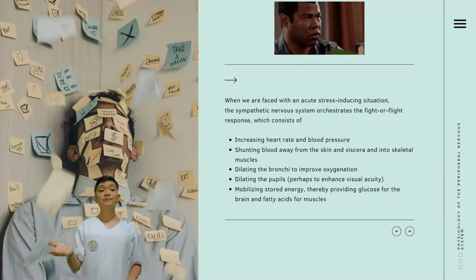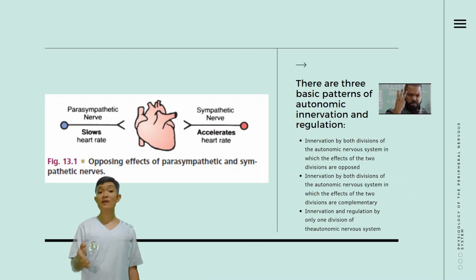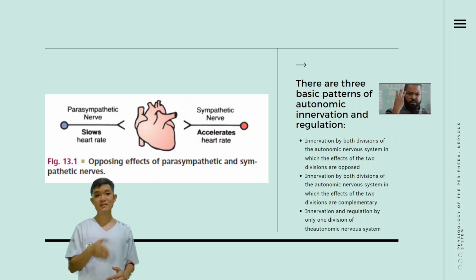This passage discusses the different types of innervation by the autonomic nervous system. The first type involves both the sympathetic and parasympathetic divisions having opposing effects, while the second type involves the divisions having complementary effects. The third type involves only one division of the autonomic nervous system being responsible for innervation and regulation.